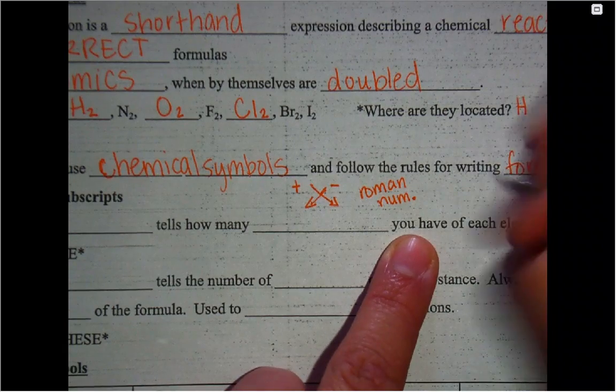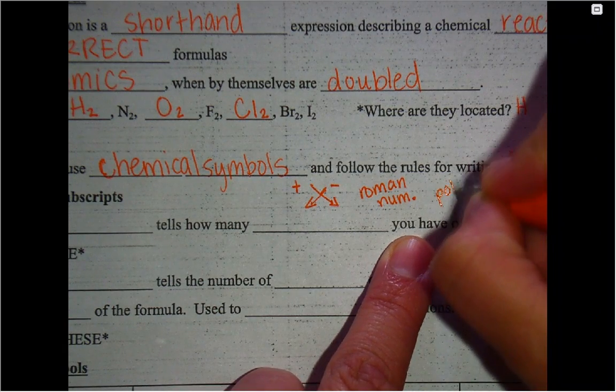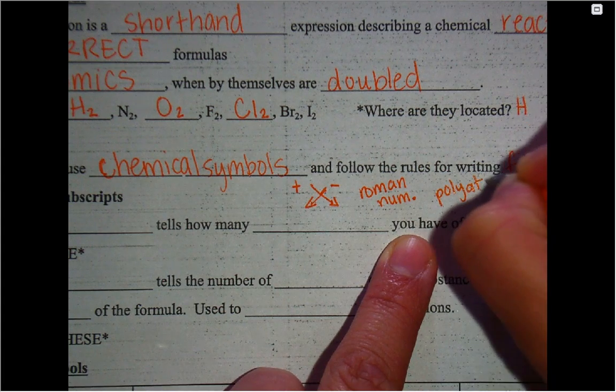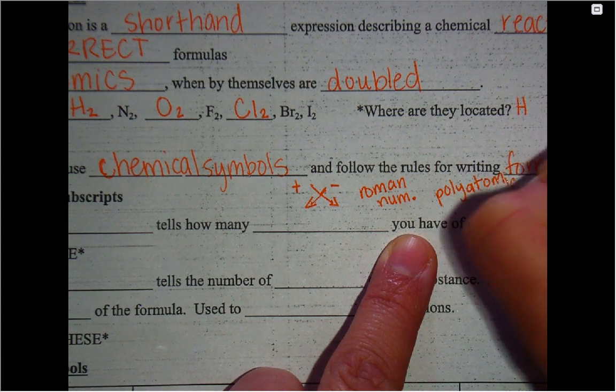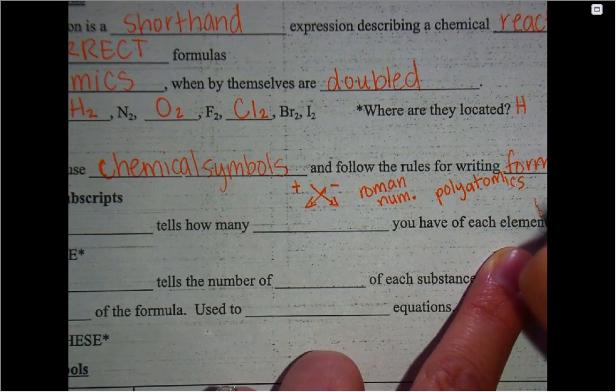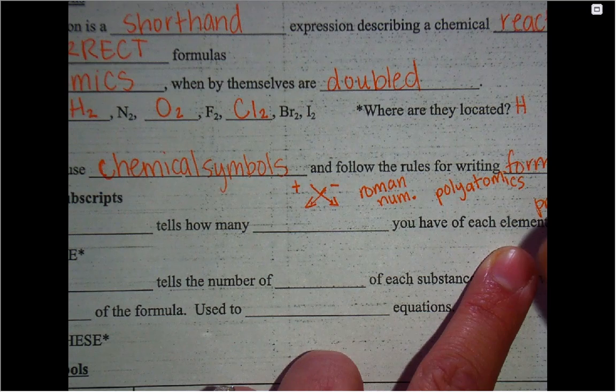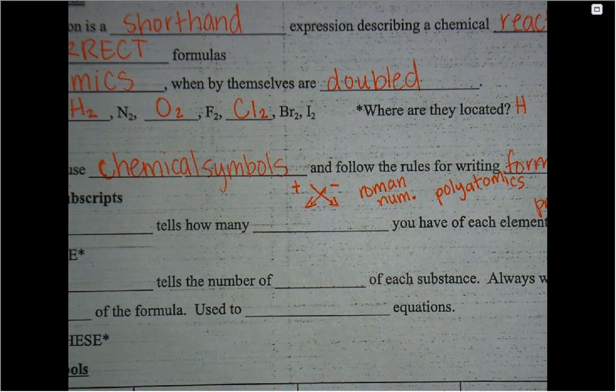You also have polyatomics. Those are inside your periodic table. We also had prefixes. Who did we use the prefixes for again? Ionic or covalent?